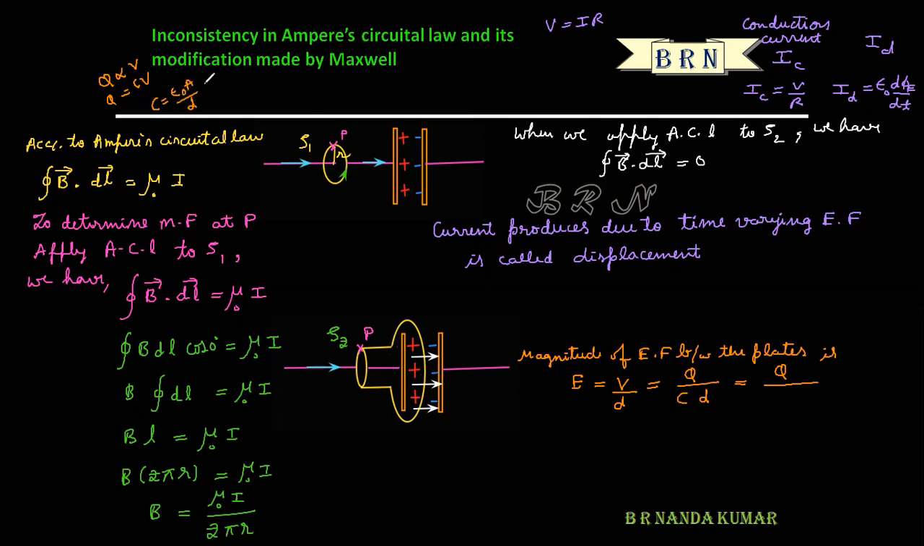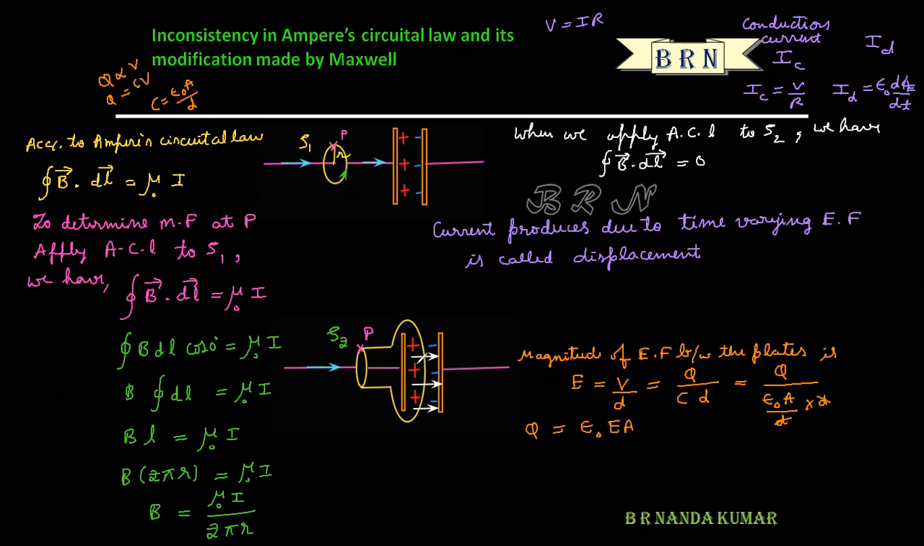This is the mathematical expression for the capacity of a parallel plate air capacitor. So the C value is epsilon naught A divided by D, into D. So D gets cancelled. So Q is equal to epsilon naught E A.